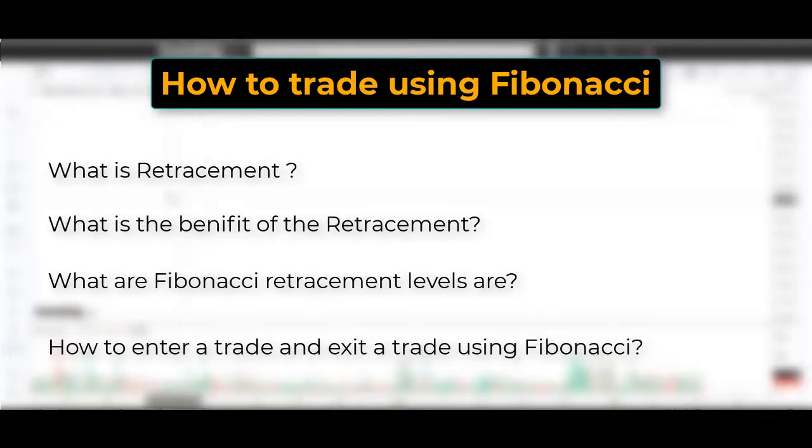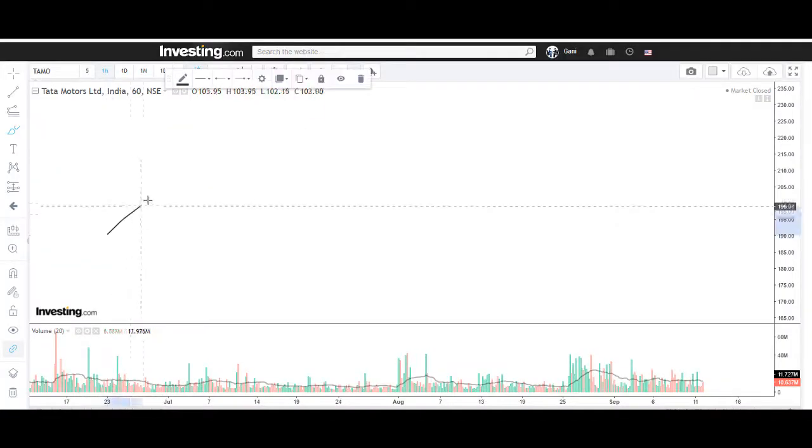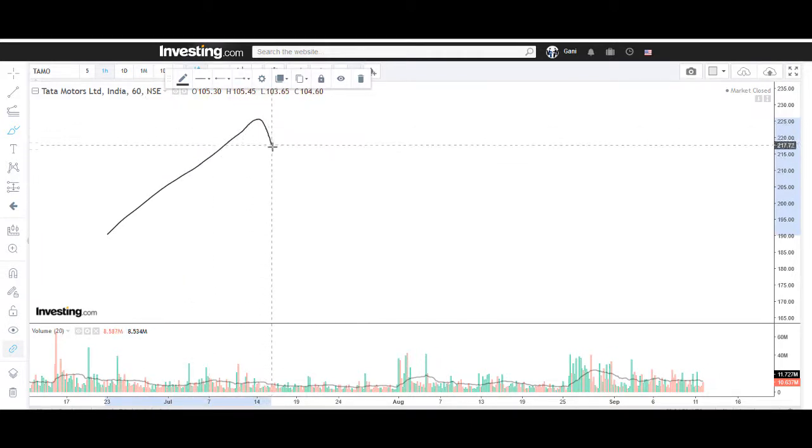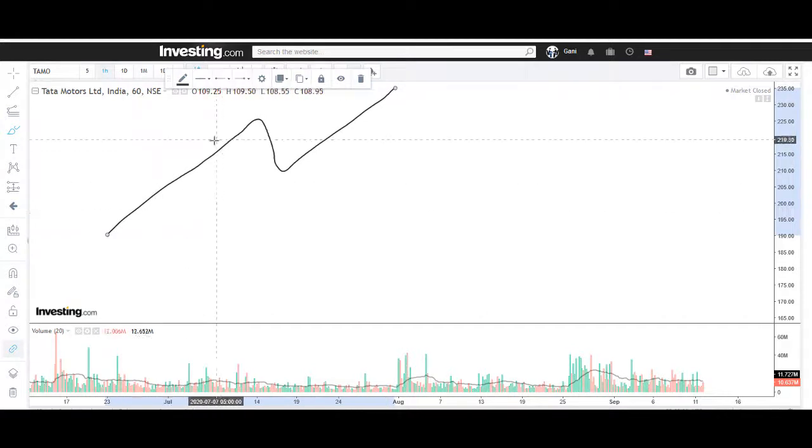So for example, when the stock price moves in one direction, for example this is an uptrend, right? The price keeps moving, and suddenly it will take a retracement here, something like that. The price will start falling, and after that again the price will rise. So this is a retracement. You can see it was moving in one direction, later it had a pullback here, and after that again the price moved in the other direction. So this is called retracement.